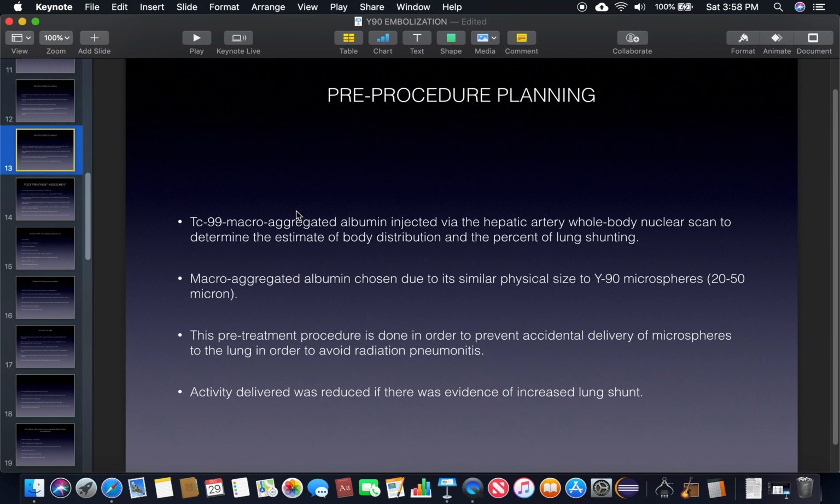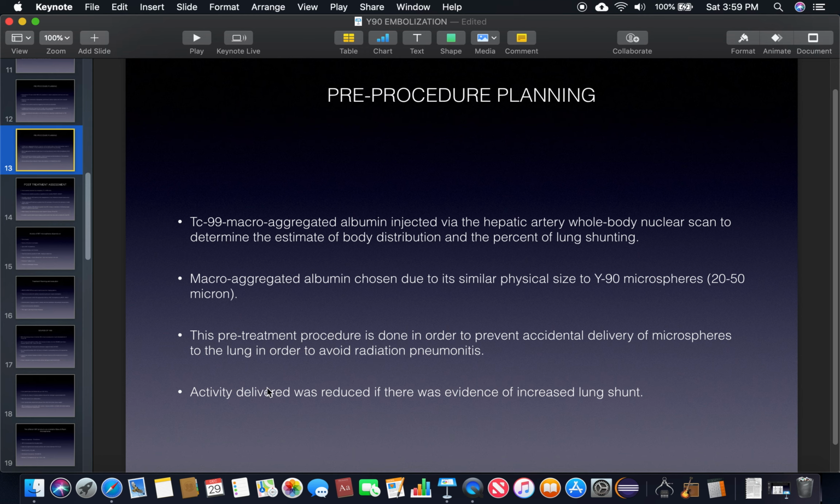Again, talking about the pre-procedure planning, we use technetium 99m macroaggregated albumin (MAA) particles, which are injected via the hepatic artery, and a whole body nuclear scan is done to see the extent of shunting to the lungs and elsewhere in the body. MAA particles are chosen because they have a size which is similar to the yttrium 90 microspheres.